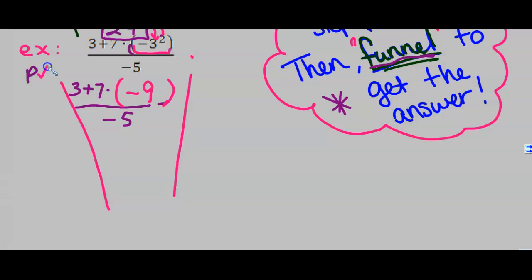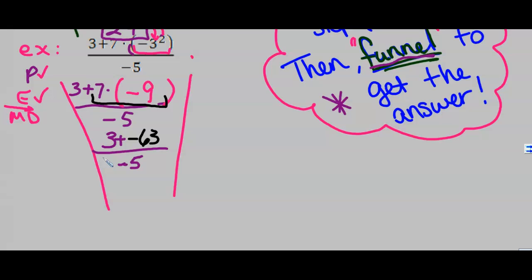We've got one number inside the parentheses, but we also took care of our exponents at the same time. Next step is multiplication and division from left to right. I see a multiplication here, so we're going to do 7 times negative 9 first. And 7 times negative 9 is going to be negative 63. Then everything else needs to fall down exactly where it was. So there was a 3 in front, the plus sign that was there, and then we have negative 5 in the denominator.